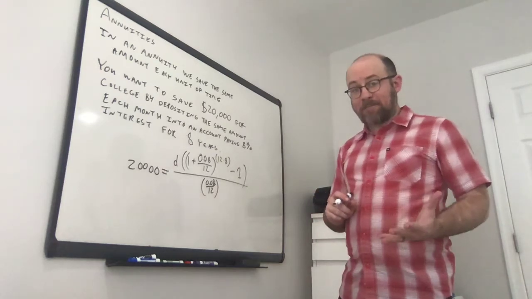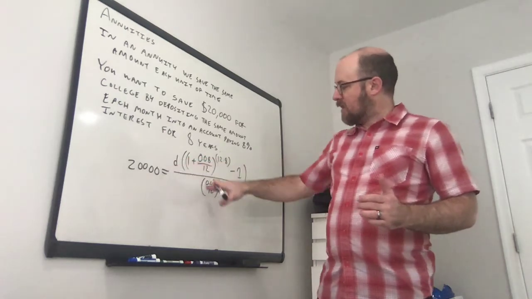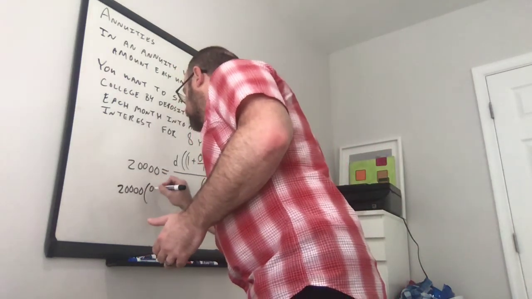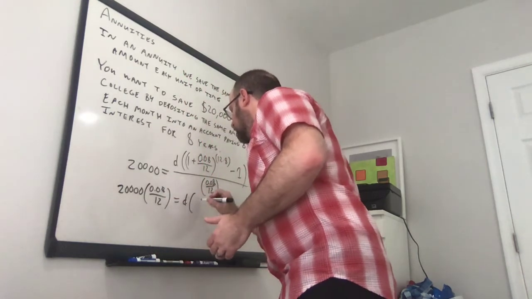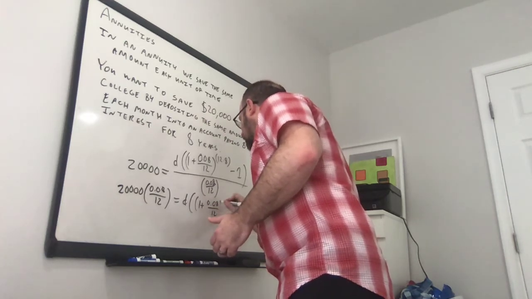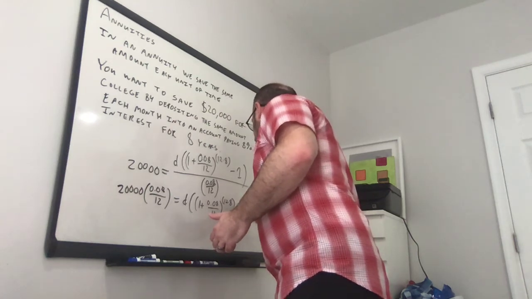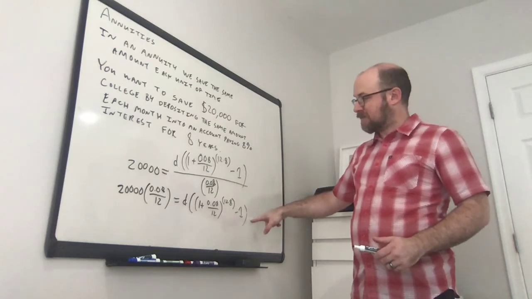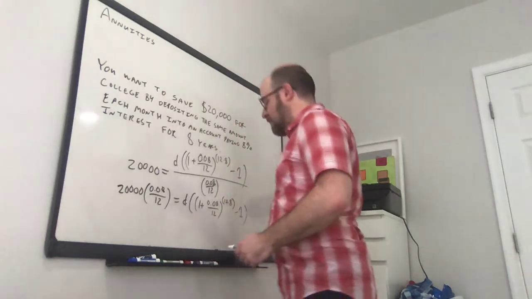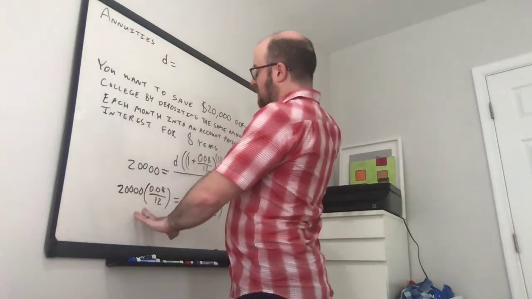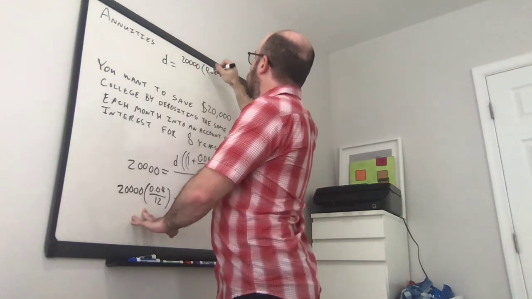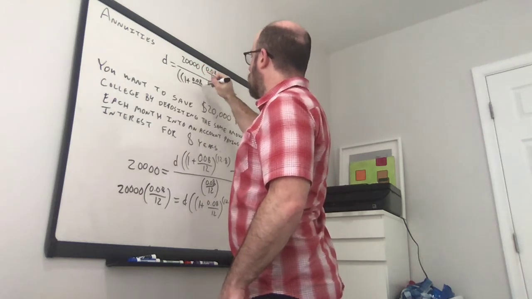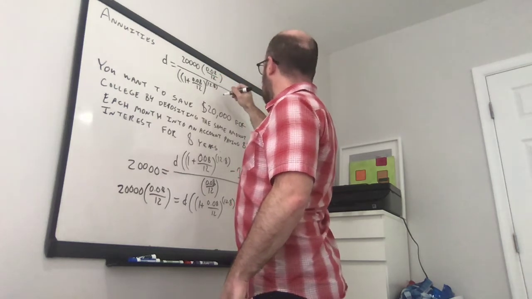And this seems tricky, but it's actually not that bad. So what we can do, if we want to get D by itself, we can move this 0.08 over 12. We can multiply both sides by it. So we get 20,000 times 0.08 over 12 equals D times 1 plus 0.08 over 12 to the 12 times 8 minus 1. And then if we want to get D just by itself, we can divide by this entire piece on both sides, okay? And so then, I'm going to write it up here because I'm out of space. We get D equals this piece, 20,000 times 0.08 over 12, all divided by this whole piece, 1 plus 0.08 over 12 to the 12 times 8 minus 1.